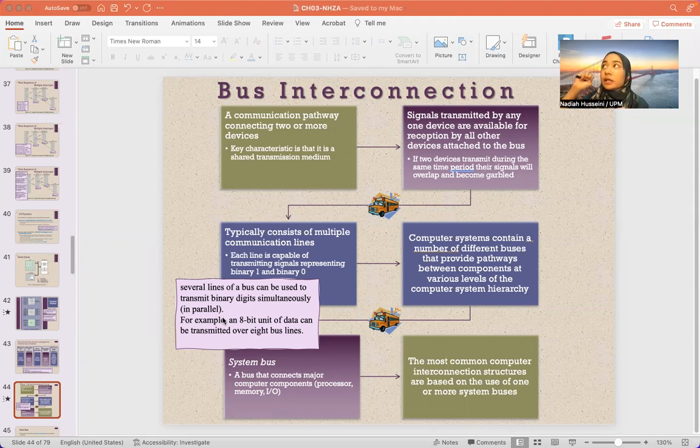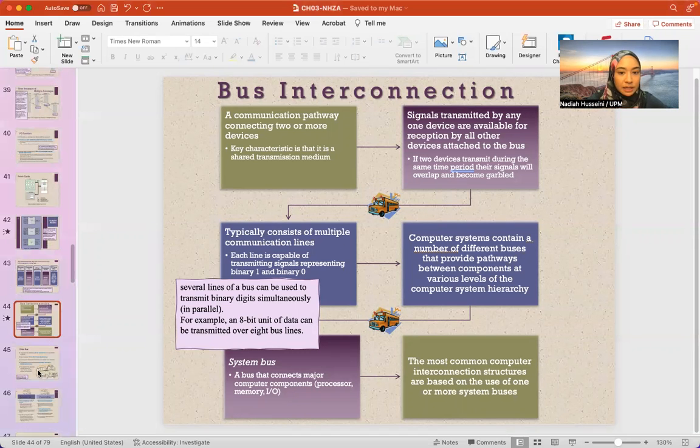You've seen over the years that your bus width increases over time, and you've seen this in your assignment as well. Several lines of a bus can be used to transmit binary digits simultaneously in parallel. For example, an 8-bit unit of data can be transmitted over 8 bus lines. So the more bus lines that you have, the more data that you can transmit. We talked about this yesterday.